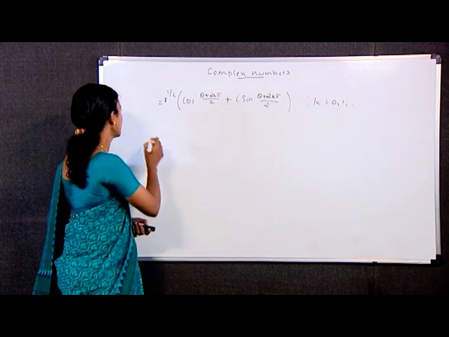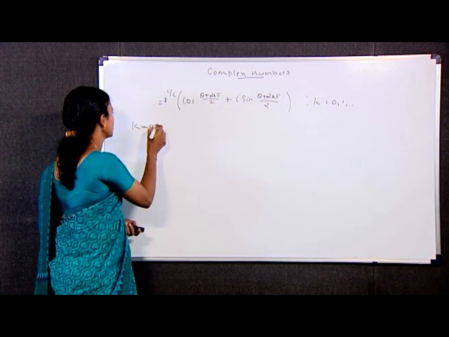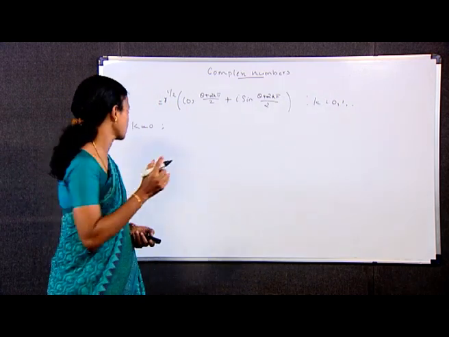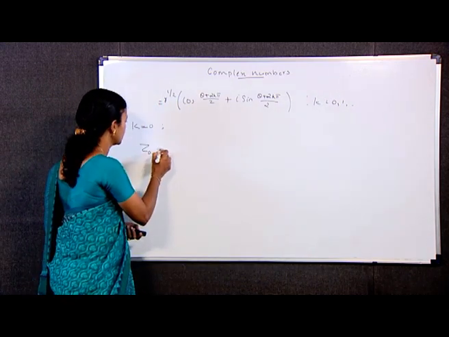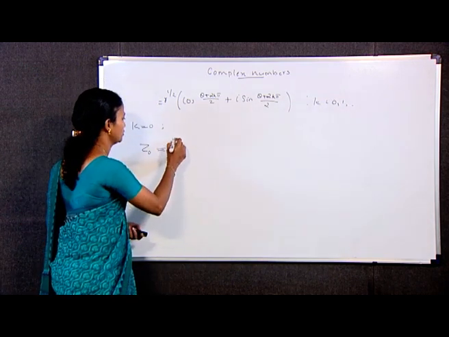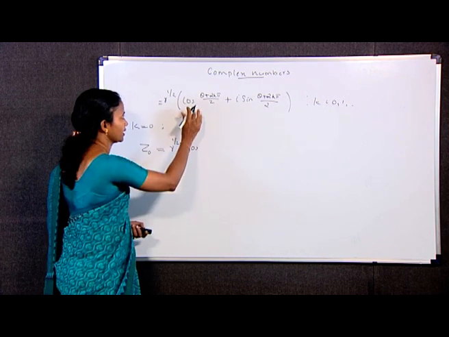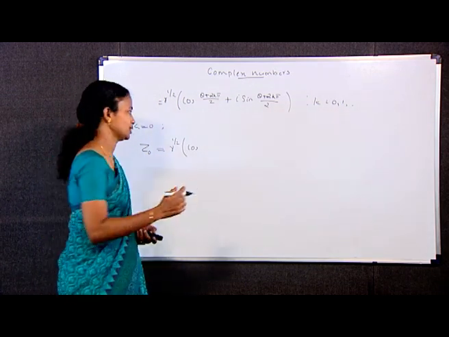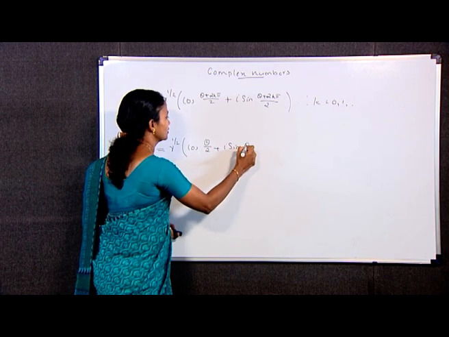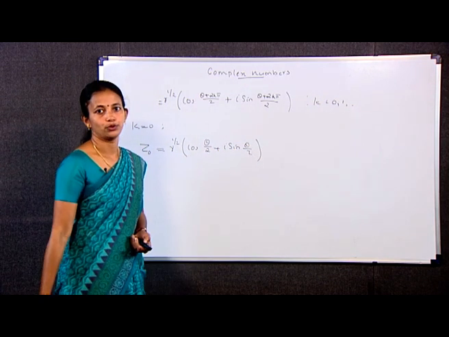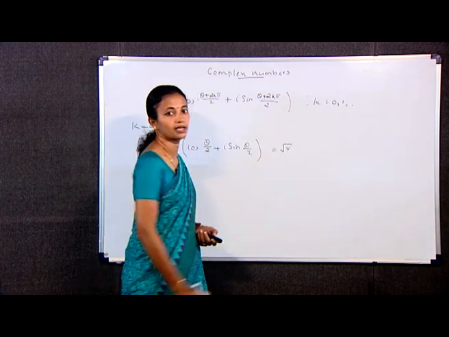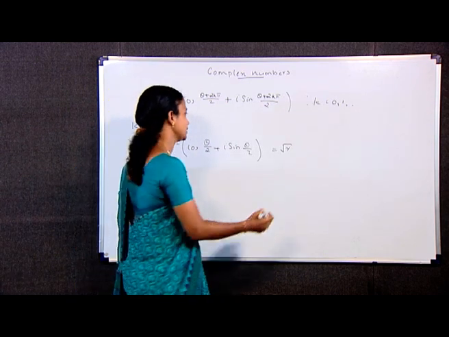So, when k is equal to 0, we have z₀ = r^(1/2)[cos(θ/2) + i sin(θ/2)], which we can write as z₀ = √r e^(iθ/2).